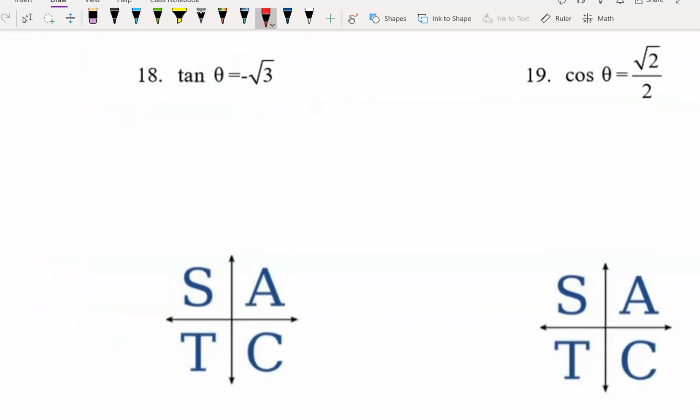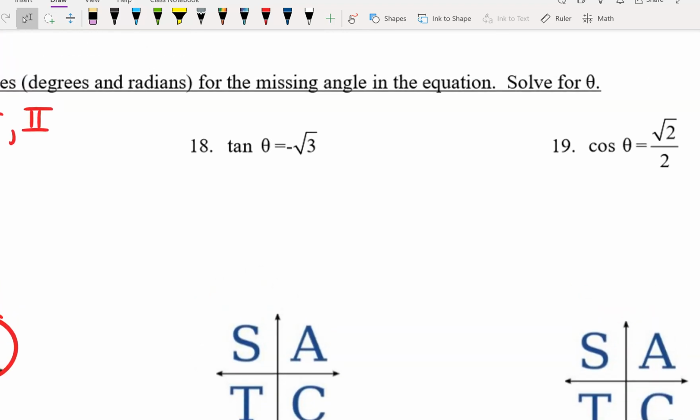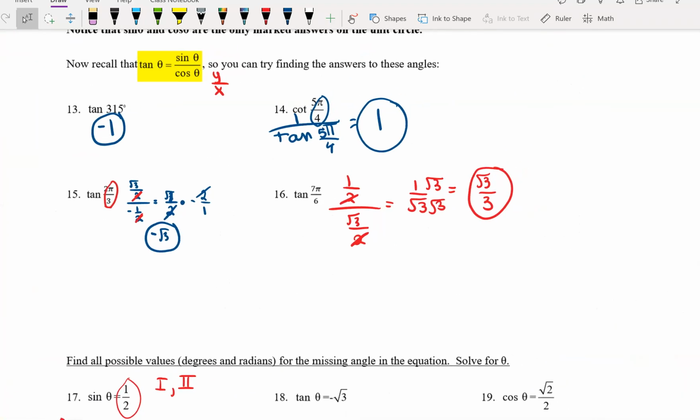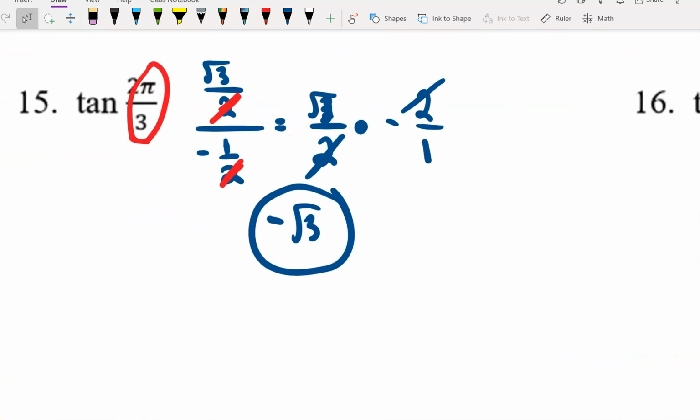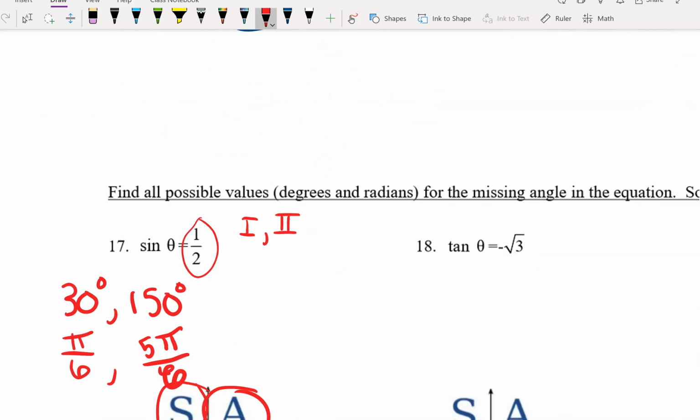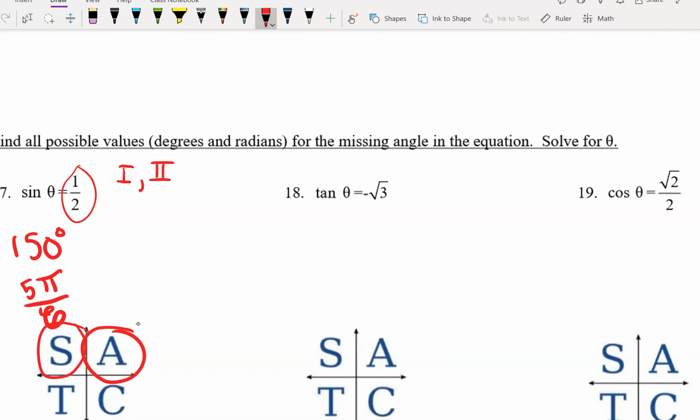All right, throwing a little more challenging one at you. Where is tangent going to be negative √3? Well, we saw in these last problems up here that tangent was √3 at pi over 3. So we know this is going to be a pi over 3. But it's got to be negative, so we need to find which quadrant's tangent is going to be negative.